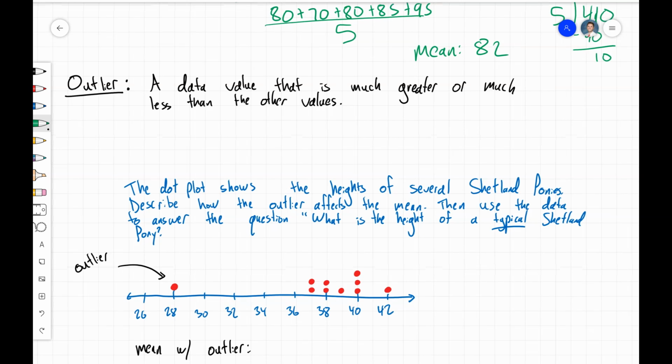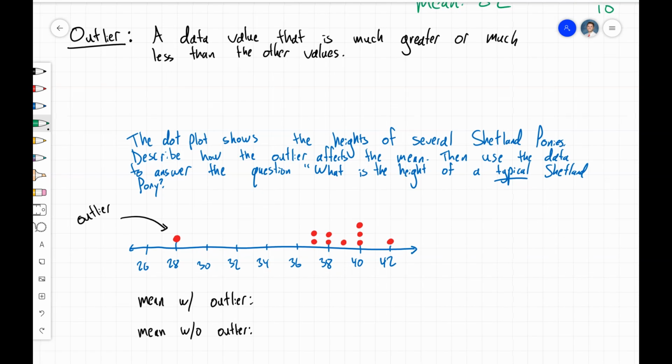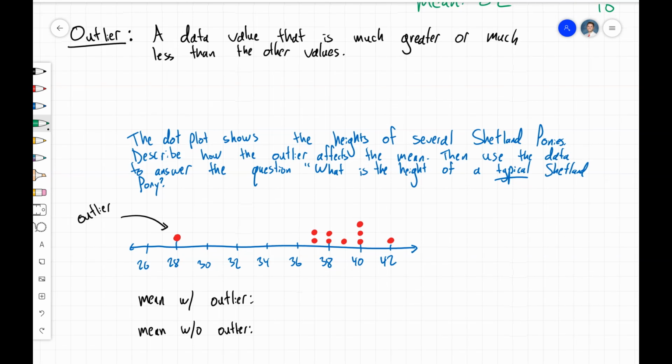So let's look at this next example. The dot plot shows the heights of several Shetland ponies. Describe how the outlier affects the mean. Then use the data to answer the question, what is the height of a typical Shetland pony? If we look at this dot plot, we can see that this one height of a Shetland pony at 28 is an outlier, because all the rest of our data is clustered over here, and way over to the left we have that outlier at 28. We're going to calculate our mean first with the outlier, and then without the outlier, to compare and see how much the outlier actually affects our mean.